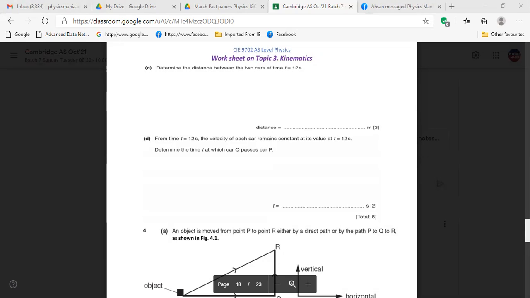Both are now going, right? Sir, can we not find the time from the graph? Because that part is not shown on the graph. After this 12 seconds, they both are going with constant velocity, right? The velocity they reached here. So after that, they will go. That part you are not getting here in the graph.